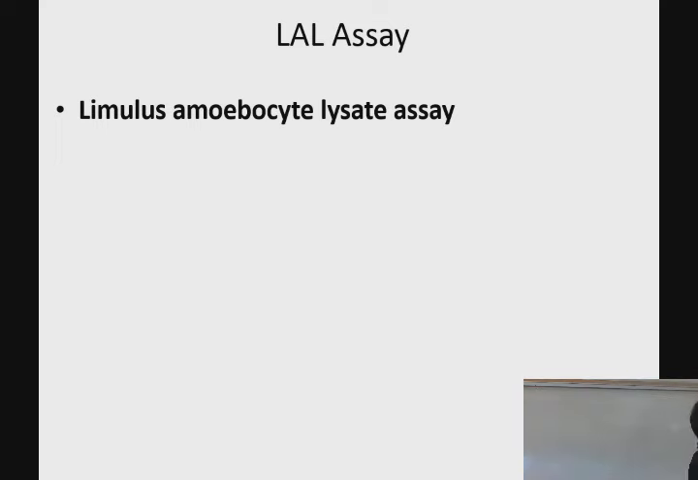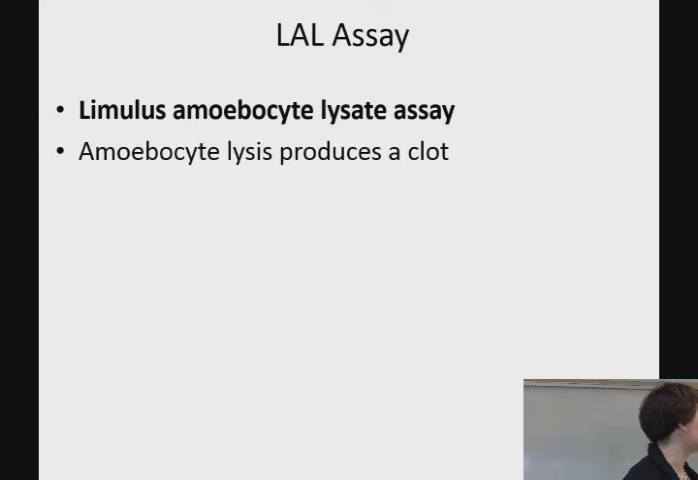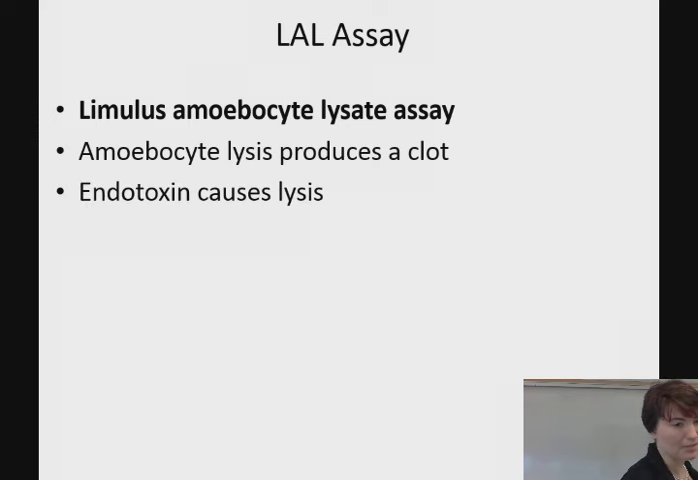If you extract this type of blood cells from these crustaceans and mix them with something that you worry is infected, you can find out if there's endotoxins there. Because what it does is it causes the amoebocytes to lyse and clot.